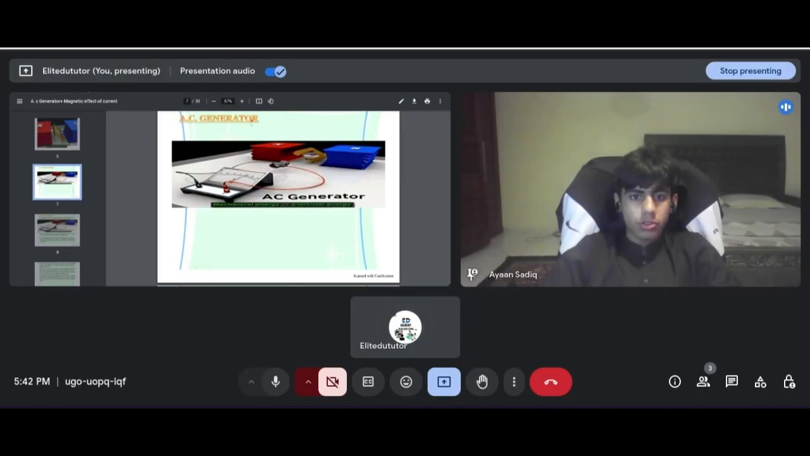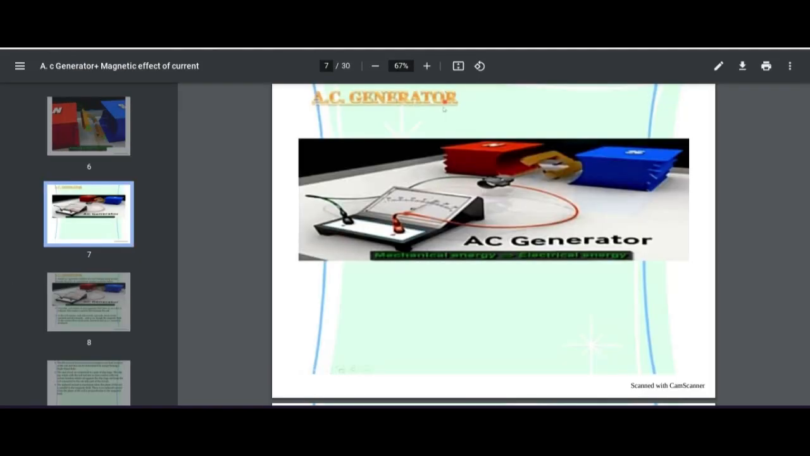Carbon brushes are used for the conduction of electricity. Yes, very good. Carbon brushes transfer the current from the slip rings to the external circuit.